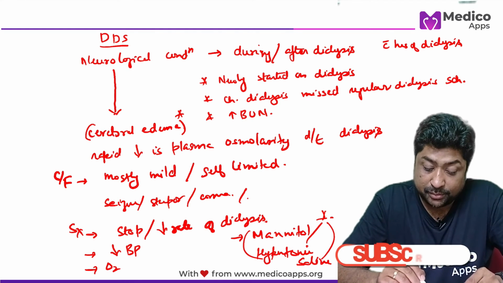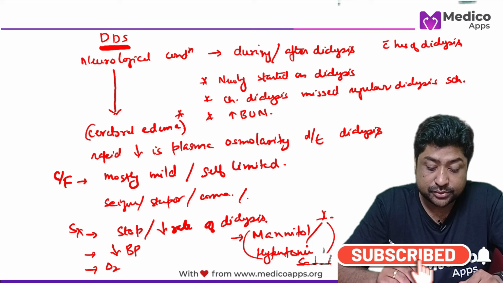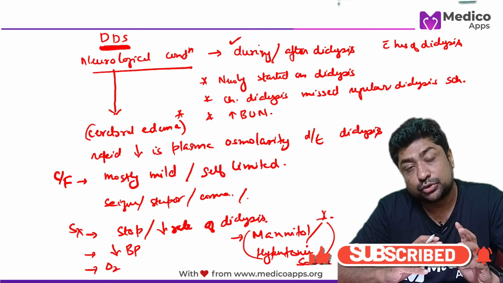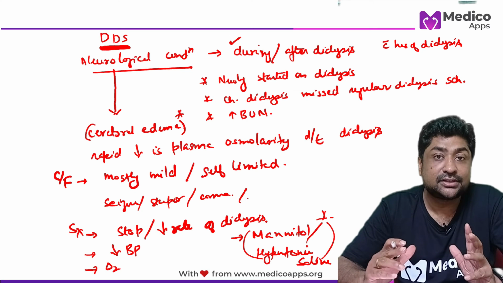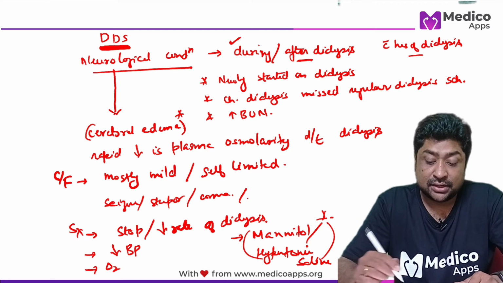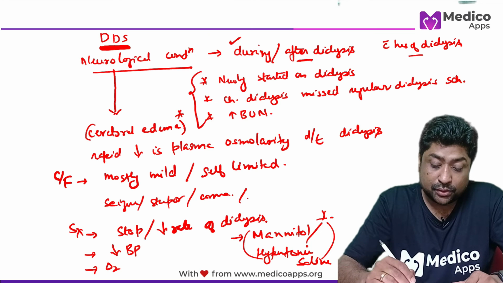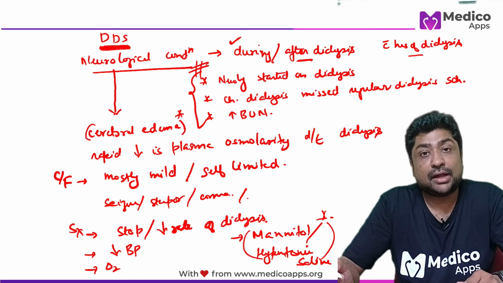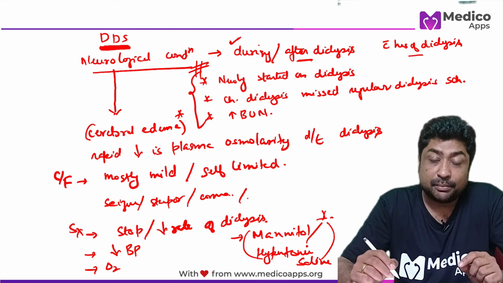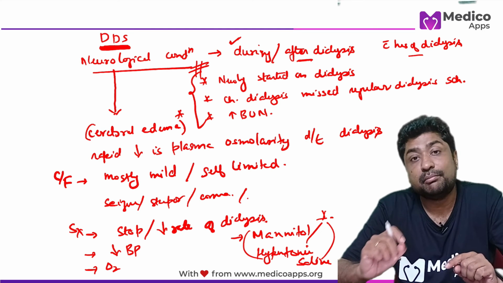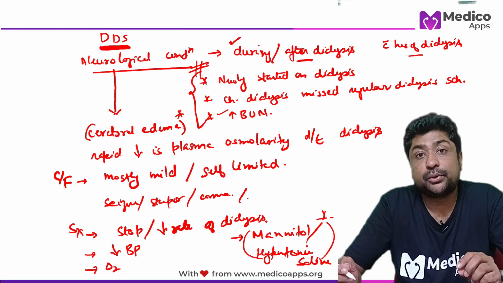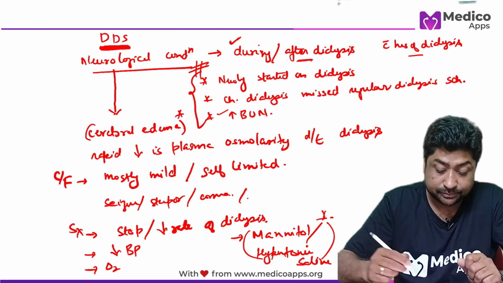So remember, dialysis disequilibrium syndrome is a neurological condition seen either during dialysis, towards the end of the dialysis, or when the patient is started on dialysis, or even after dialysis, within hours of dialysis. Which are the patients who are more prone to develop this? Patients who are newly started on dialysis, patients who are on chronic dialysis but have missed their regular dialysis schedule, or patients who have increased blood urea nitrogen at the start of the dialysis.